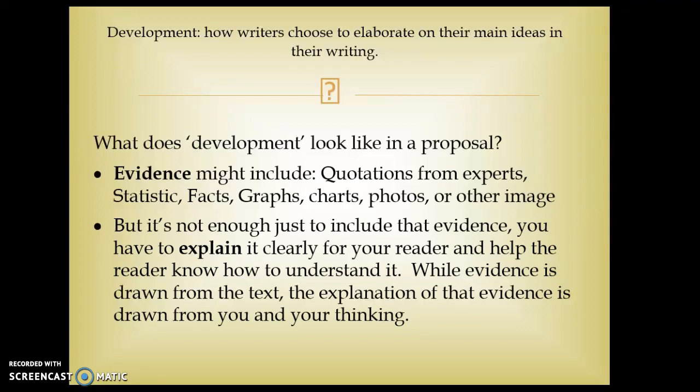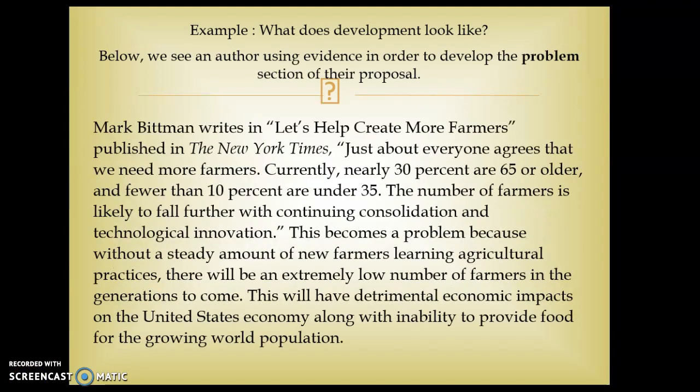So having evidence is going to be very important in your proposal, but it's not enough just to include that evidence. You have to explain it clearly for your reader and help the reader know how to understand it. While the evidence is drawn from the text, the explanation of that evidence is drawn from you and your own thinking. So the explanation piece is where your own ideas come into play. So what does this kind of development look like? We're going to take a minute to run through a quick example.